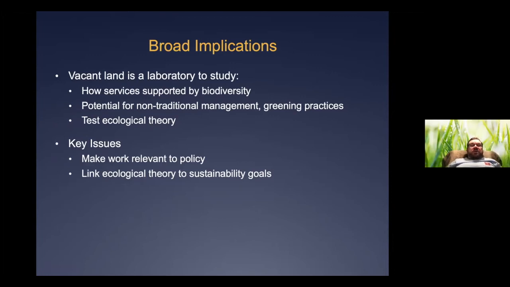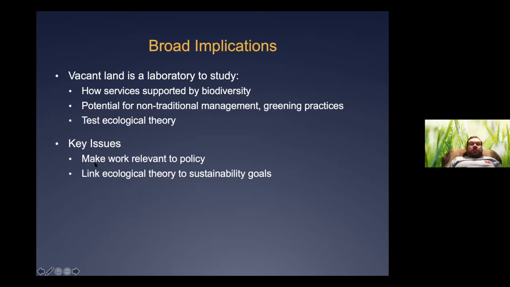For broader implications, in addition to what we know from other cities, cities like Detroit, for example, and folks in Cleveland have been studying vacant land for a while. Vacant land is a laboratory to understand how services can be supported by biodiversity, the potential for non-traditional management and greening practices, and for testing basic ideas for ecological theory in urban places.